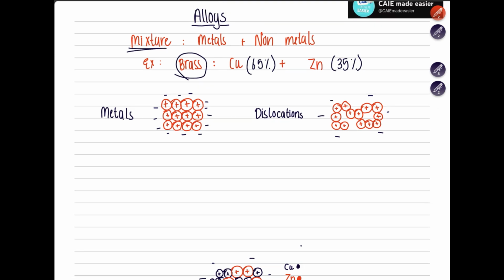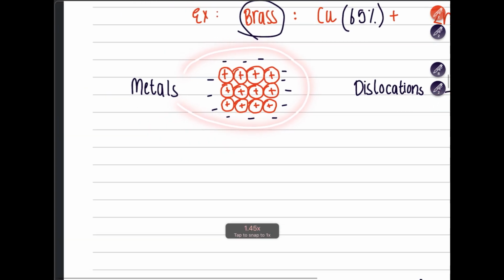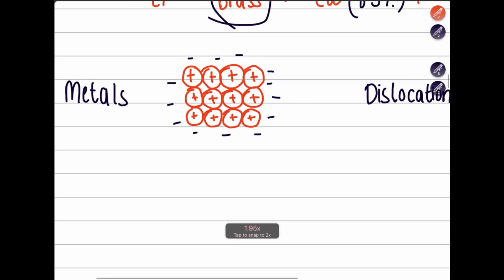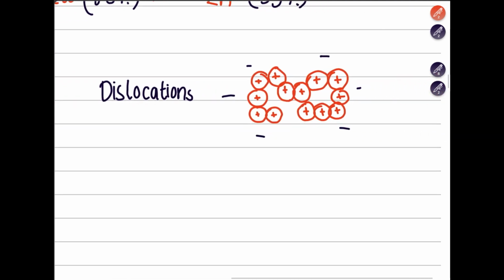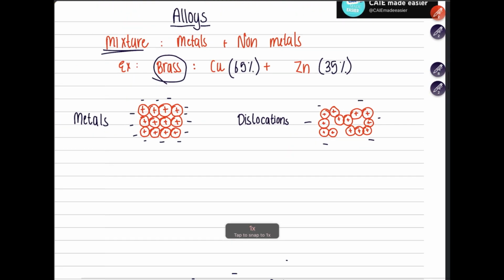Now let's see how an alloy is formed. As you can see here, we have a metal. This is basically a lattice of positive ions which is surrounded by a sea of negative electrons. Now when the metal is melted and allowed to cool, it loses its fixed structure and it dislocates into something like this structure.